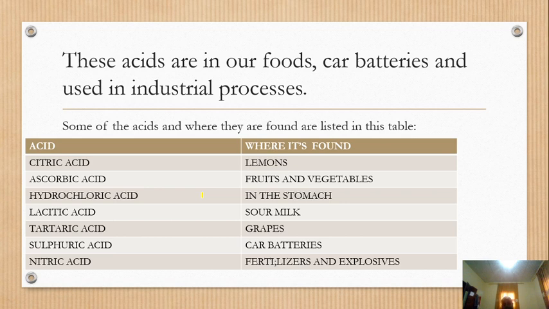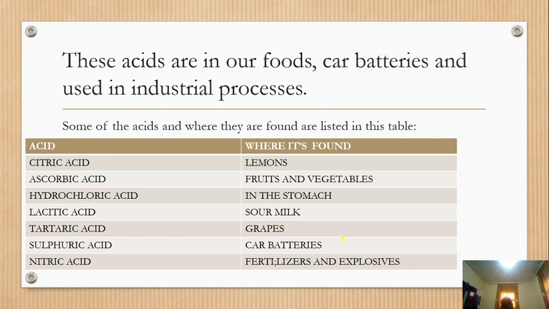Acetic acid is found in sour milk, like yogurt and so on and so forth. So acetic acid is found in this milk. Tartaric acid is found in grapes. Yeah, tartaric acid is found in grapes.